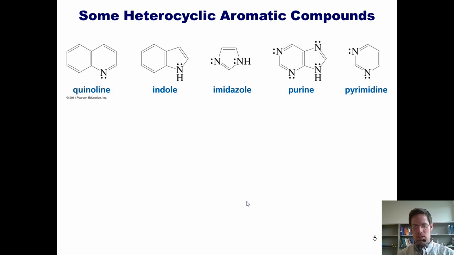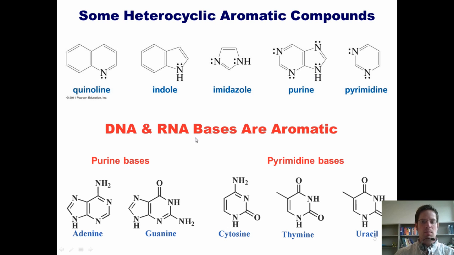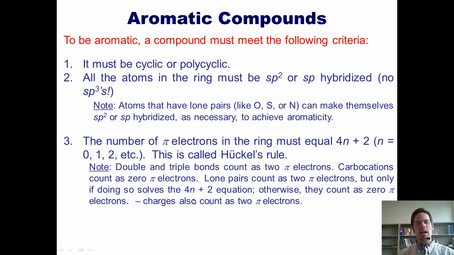Heterocycles, which are compounds that have more than one kind of atom in the ring, can also be aromatic. Some of the most common aromatic nitrocycles include this: quinoline, indole, imidazole, purine, and pyrimidine. Purine and pyrimidine are of course the base names for the DNA and RNA nucleotide bases shown here, which are also aromatic compounds. To be aromatic, a compound must meet the following criteria.